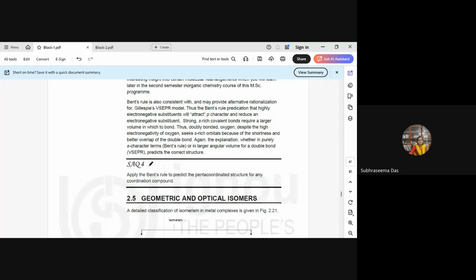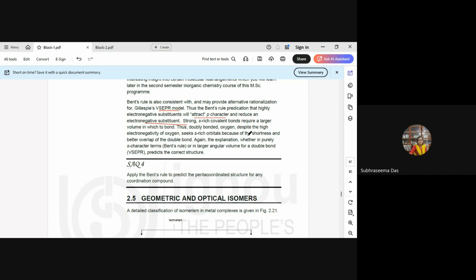So Bent's rule is also consistent with, and provides an alternative rationalization of, the VSEPR model. When we apply Bent's rule in combination with electronegativity and the nature of the s character or p character, it gives an exact prediction of the geometry of the molecule. According to Bent's rule, highly electronegative substituents attract p character and reduce s character.